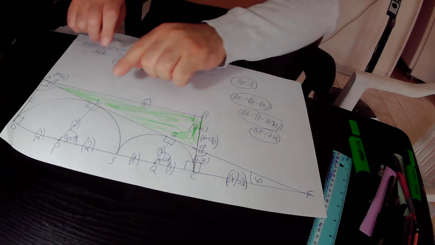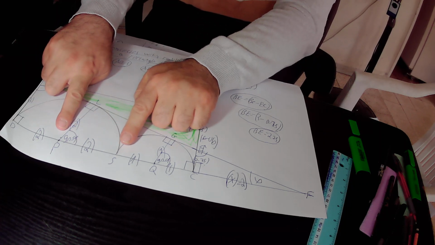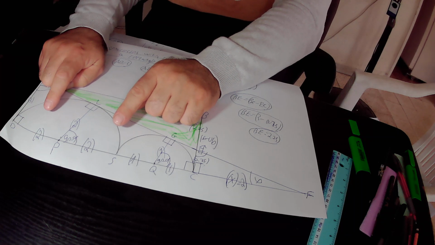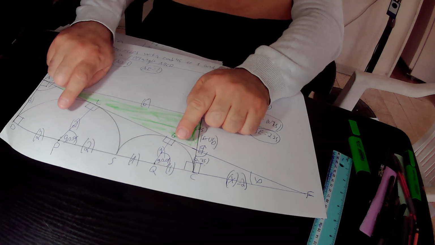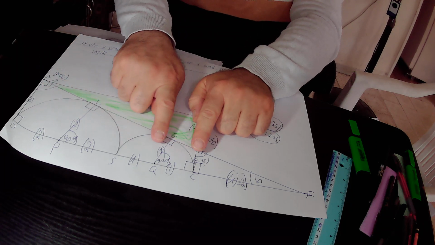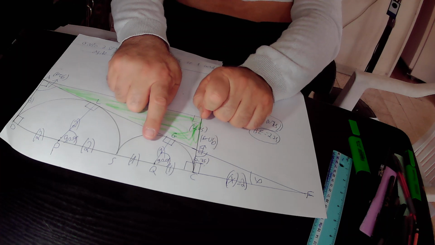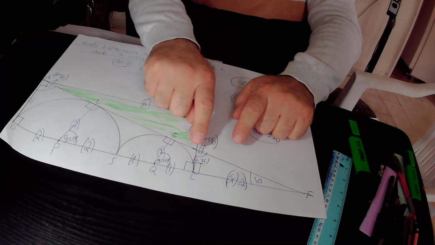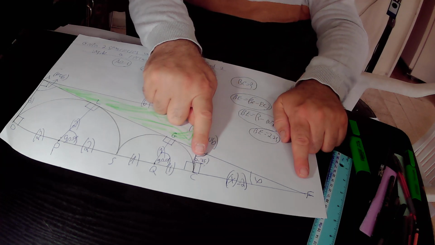So here we have PD equals PS. They are both the radius of this big semicircle, therefore each of them is equal to 2 units. Likewise, QS equals QC. They are both the radius of this small semicircle, therefore each of them is equal to 1 unit. We define the length of line segment CF as X.